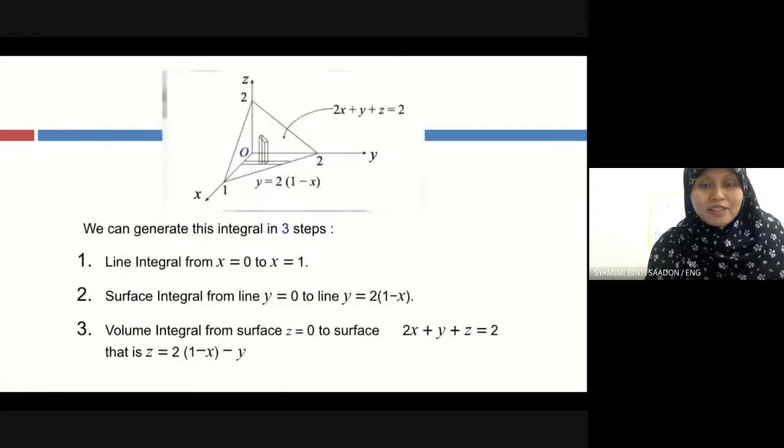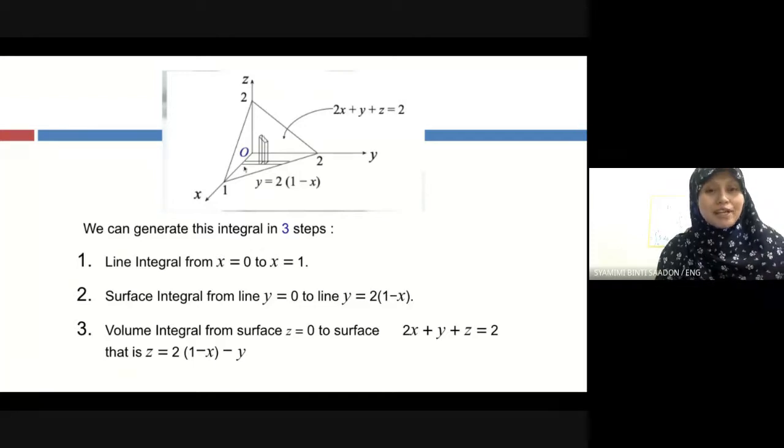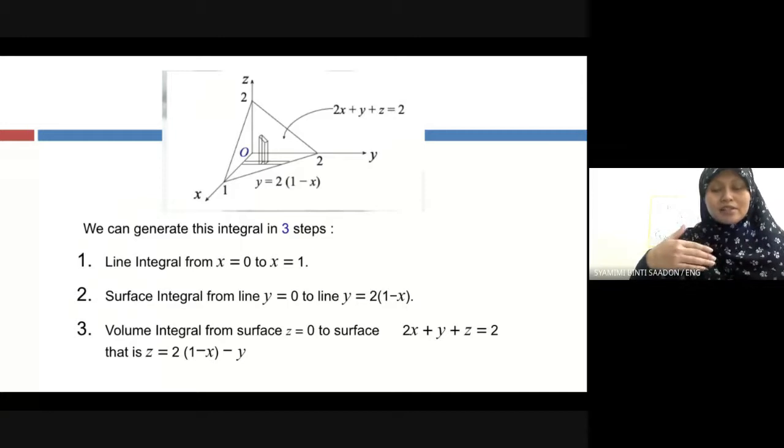Okay, we just have to sketch the boundary first, so from there we can see what the range of the integral is.